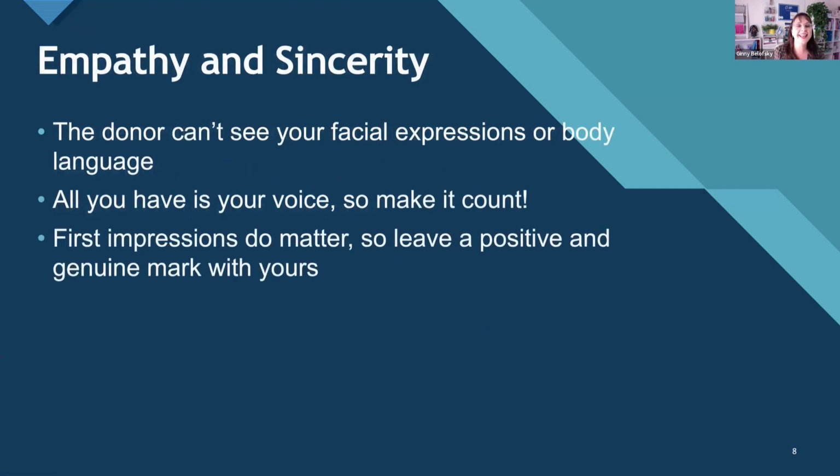Empathy and sincerity. Of course, the recipient can't see your face or your body language. So like I said before, don't be monotone, talk with expression. All you have is your voice, so make it count. And first impressions do matter, so leave a positive and genuine mark with yours. Bring the energy to the room.